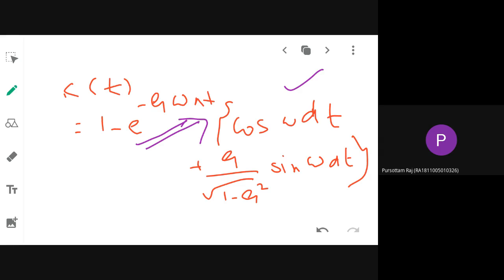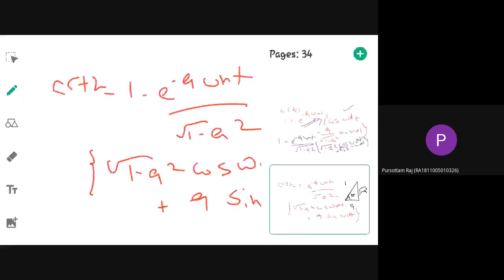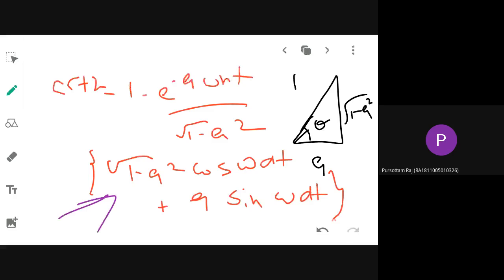Now one more small modification I will be making here. Take LCM. If I take LCM, it will become e power minus zeta omega n t, with square root of 1 minus zeta squared taken out. Here I will have square root of 1 minus zeta squared cos omega d t plus zeta into sin omega d t. I have just taken LCM. So this is my next step.